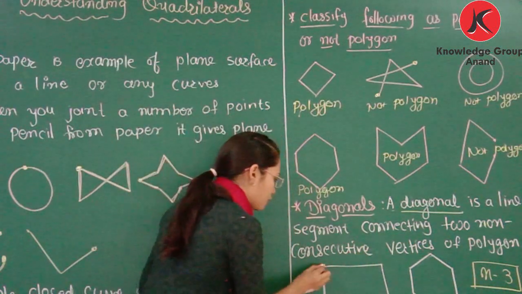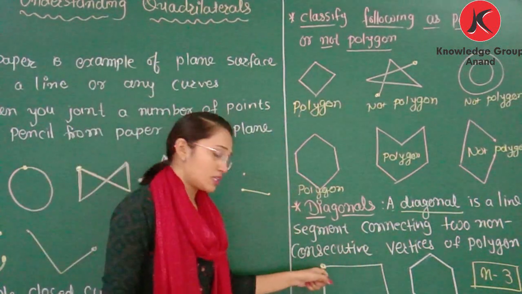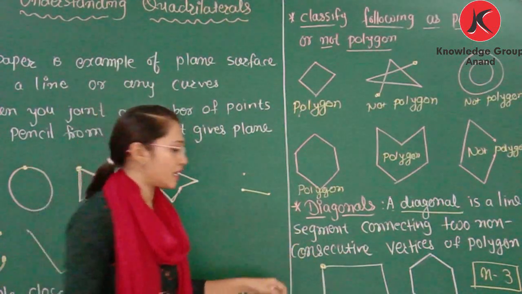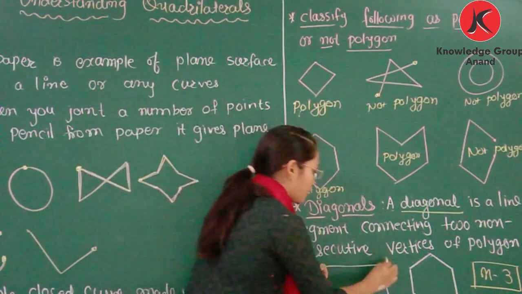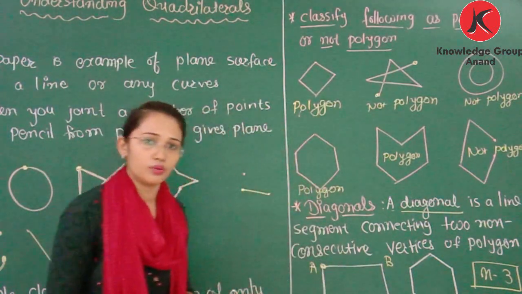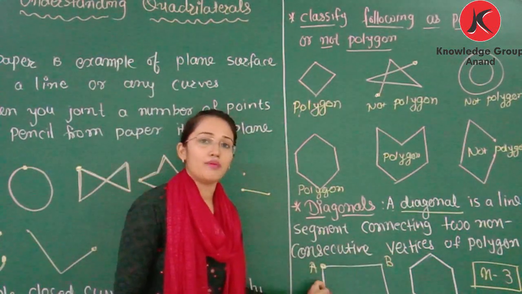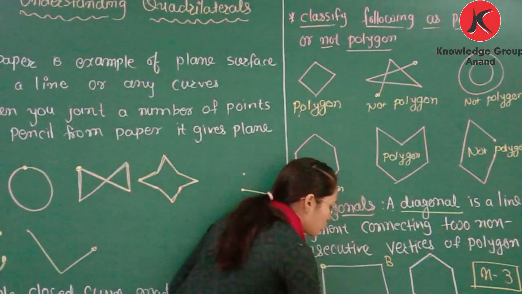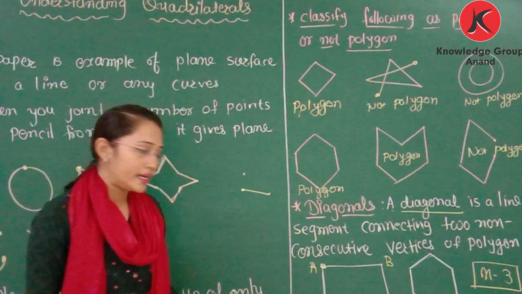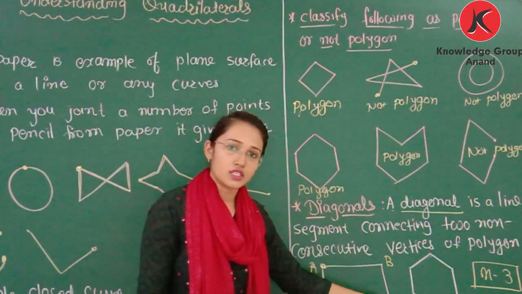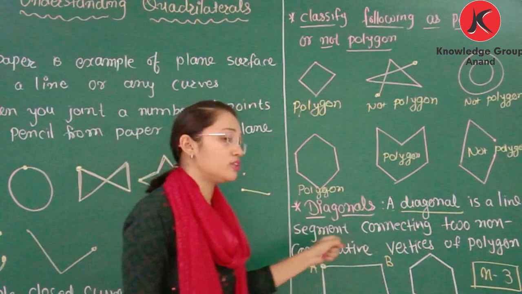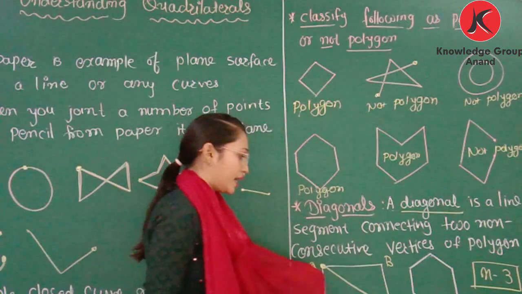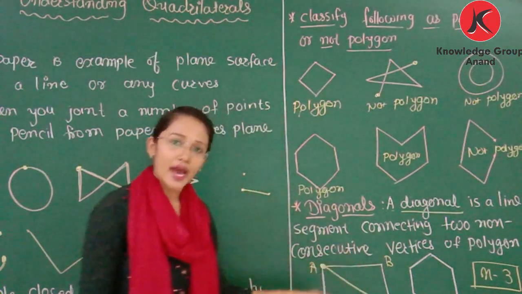So let's say this is a figure. Here this is one vertex. Now what are the adjacent vertices or consecutive? If we say this is A, then vertices B and C will be consecutive. These are the consecutive vertices. Then which one will be non-consecutive? Vertex D. So the line segment that joins non-consecutive vertices, if we draw a line segment that joins A to D, is called a diagonal. Clear?